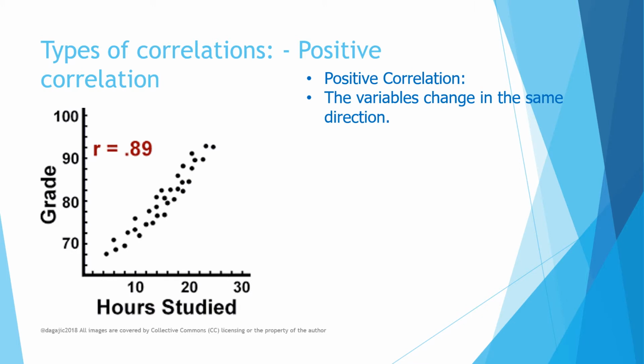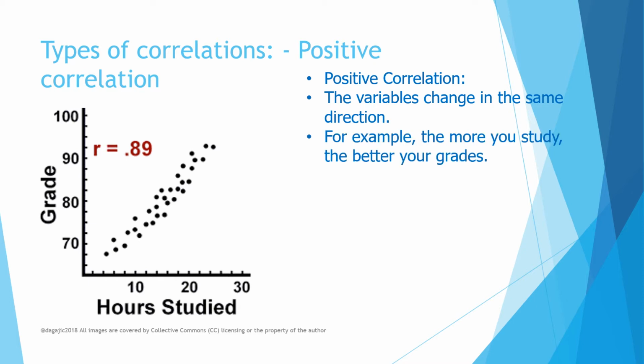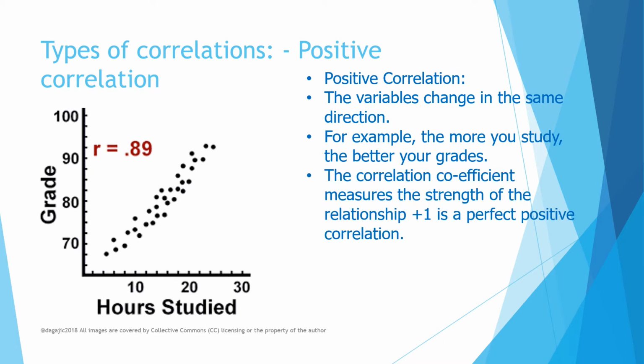A positive correlation means the variables change in the same direction, e.g. they both go up or they both go down. So in this example, the more hours you study, the better grade you get in your exams. The correlation coefficient measures the strength of the relationship.